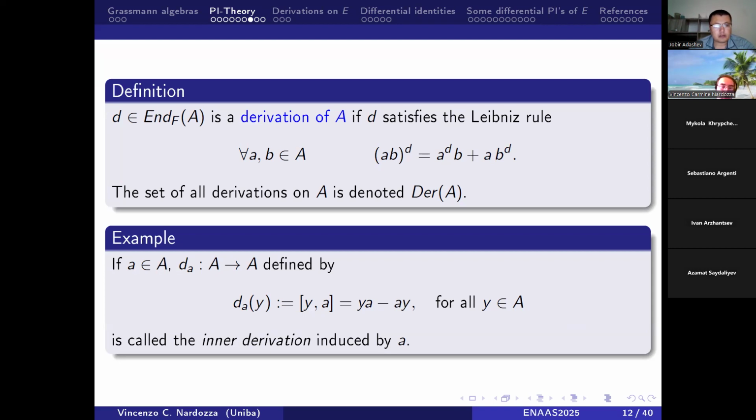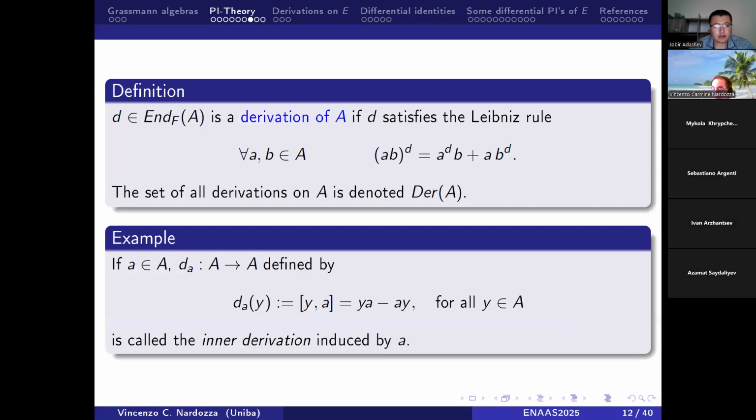Okay, I here recalled for maximum clarity the notion of a derivation. A derivation of an algebra is simply a linear operator of the algebra satisfying the so-called Leibniz rule of derivations. And the set of all derivations of the algebra is a vector subspace of the space of linear endomorphisms of the algebra, denoted End(A).